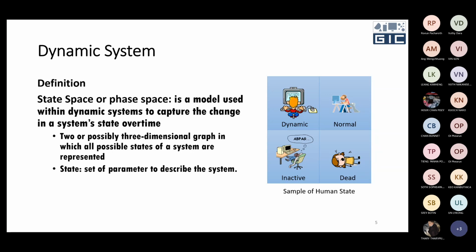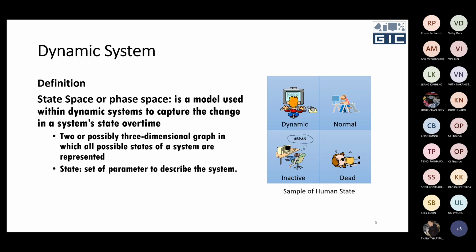It's a set of the state. So when you give the definition of it, it's a kind of model used within the dynamic system to capture the change of the system state over time. In this case, when you try to describe your system, you have to make something. The way that you try to make something we call state space.